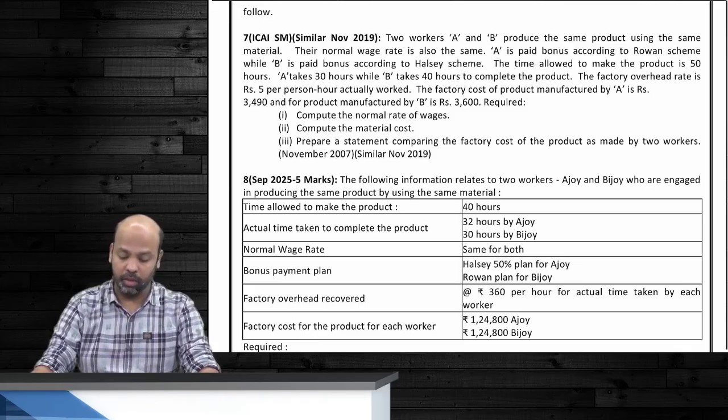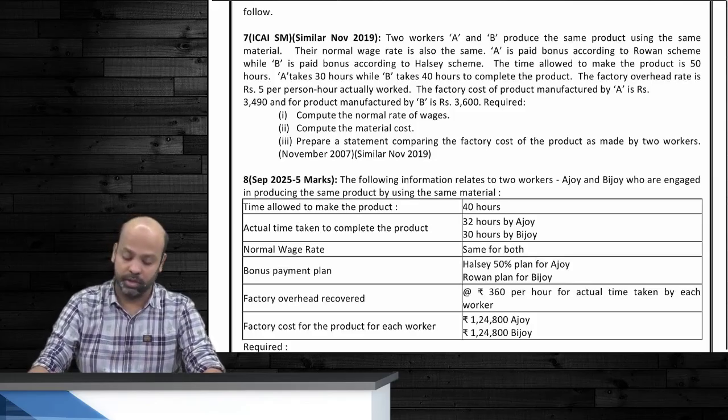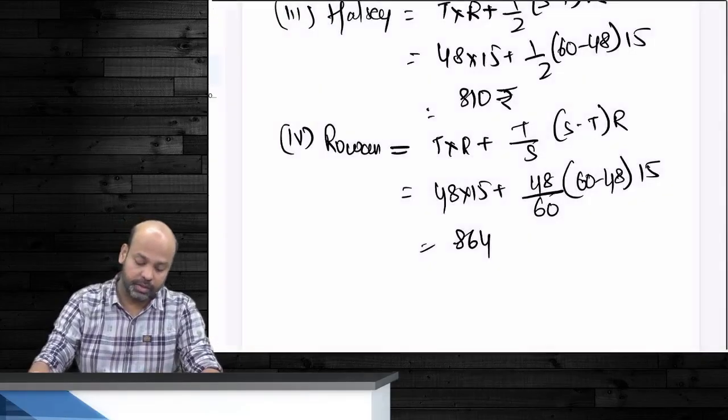The time allowed to make the product is 50 hours. A takes 30 hours, B takes 40 hours. Factory overhead rate is 5 rupees per hour worked. Factory cost of the product manufactured by A is 3490, while that manufactured by B is 3600.